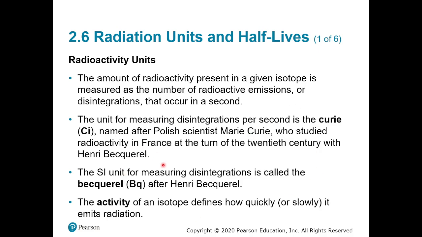The SI unit for measuring disintegrations is actually called the Becquerel. This is named after Henri Becquerel, and these two were contemporaries. They did a lot of the early days of radiation, okay, and radioactivity. The activity of an isotope is going to define how quickly or slowly it emits radiation. These are measures of activity, and so it's literally how radioactive it is, and that's called activity.